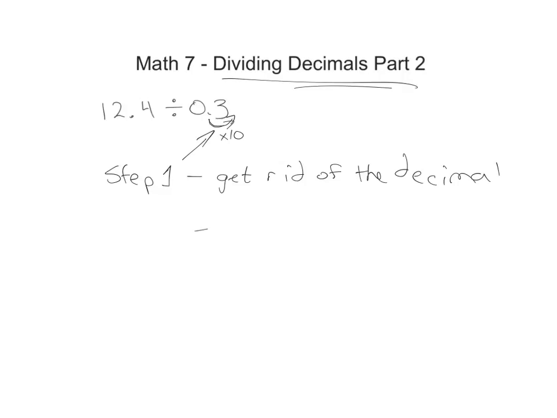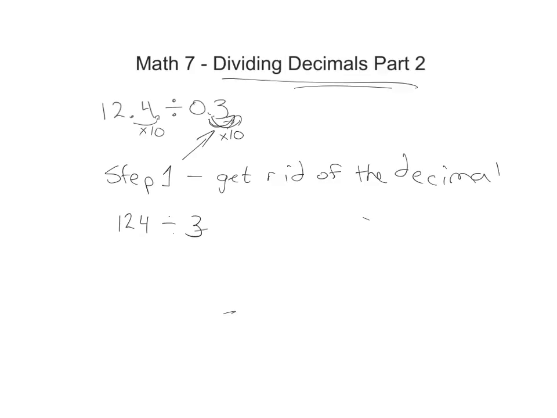But in order for our division to work out and for us to get the same answer, we need to do the same to the other number. So we need to take 12.4 and we also need to multiply that by 10. So what you end up getting here is 12.4 times 10. It's like moving the decimal one spot to the right. You get 124. And we're going to divide that by 0.3 times 10, which is like moving it one step to the right, which is 3.